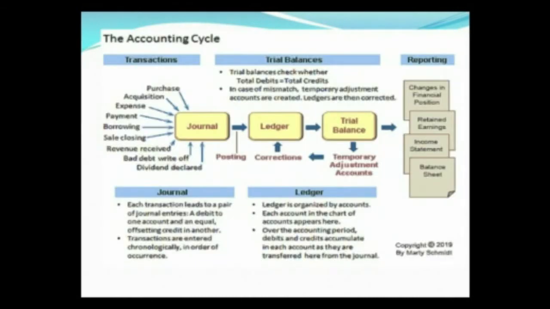The accounting cycle starts with the transactions, meaning any type of transaction that may be purchase, acquisitions, expense, payment, borrowing, sales, closing, revenue received, bad debts, dividends, any type of transaction. We enter all the transactions into the journal. Journal is your chapter 17.